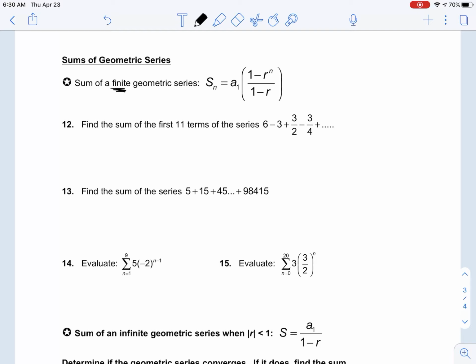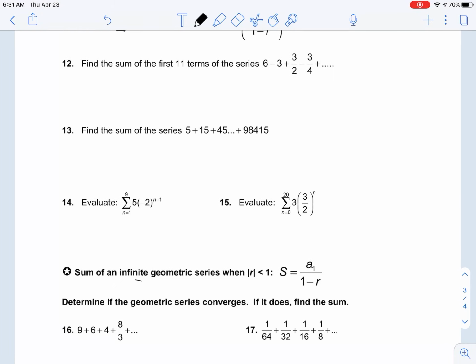So you have a certain number of terms, 11, 12, 13 terms. You are not seeing that the series goes on forever and ever. The second formula you're going to learn is when it does go on forever. And you may say, well, how would that have a sum if you keep adding these numbers together and the series keeps going on? Well, it depends on what's happening with the numbers.